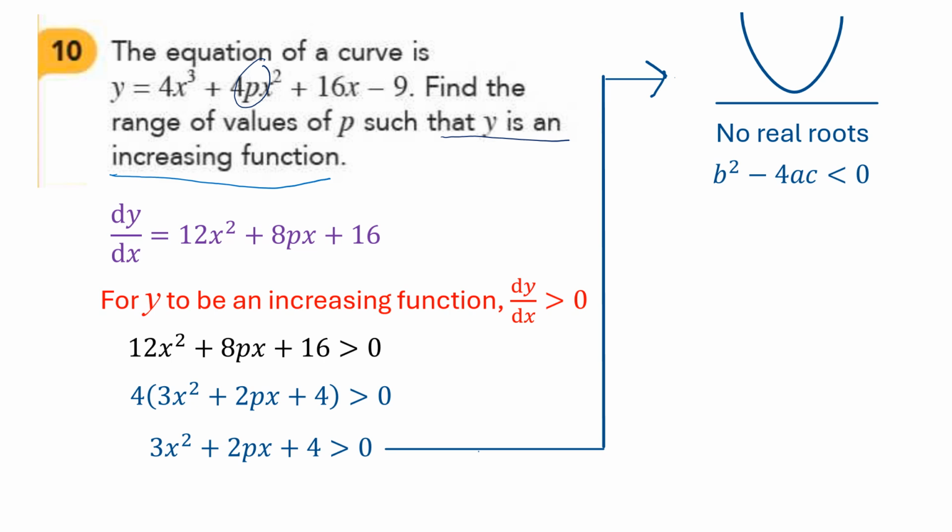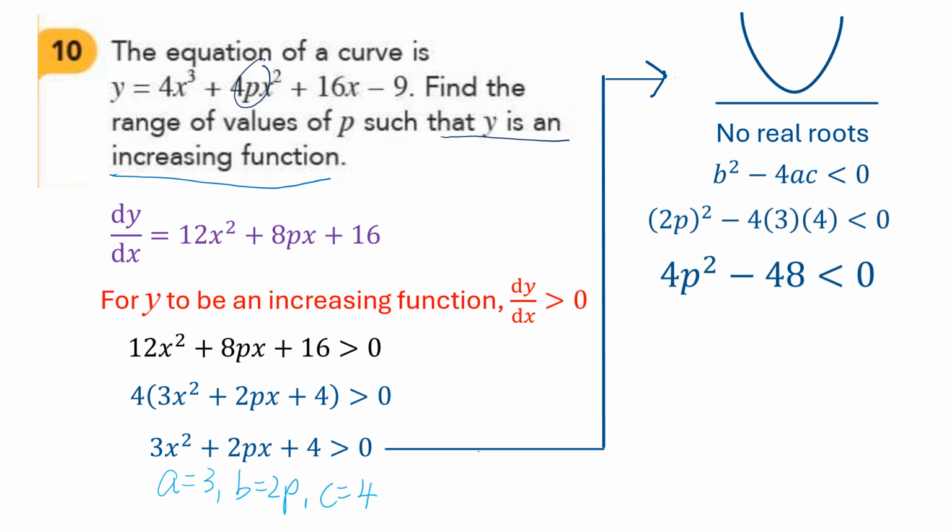Let's substitute in the values. b is the coefficient of x. So a is 3. Right, then plug in all the values there. And you get 4p squared minus 48 less than 0. So 4 is a common factor. Right, and then the next thing is, oh my goodness, how do I solve a quadratic inequality? Yes, that's a quadratic inequality.